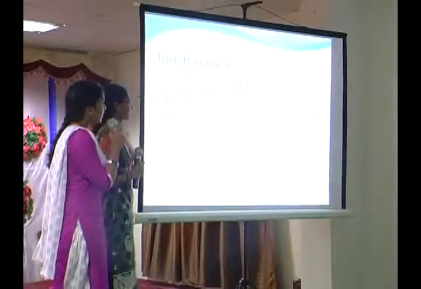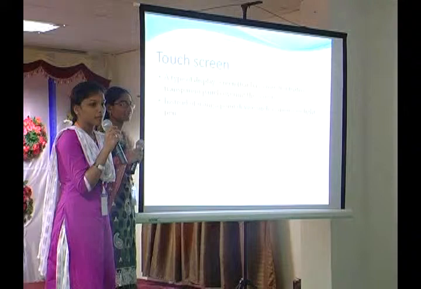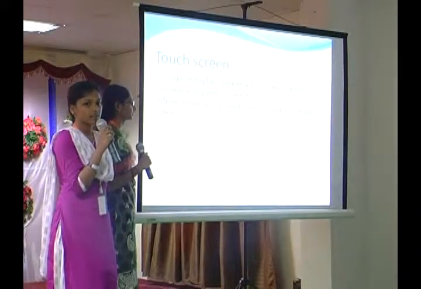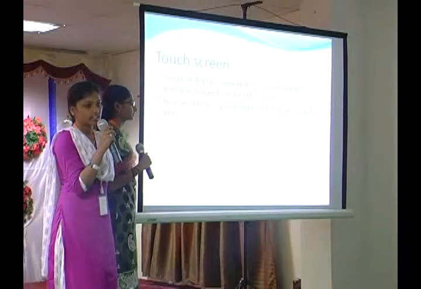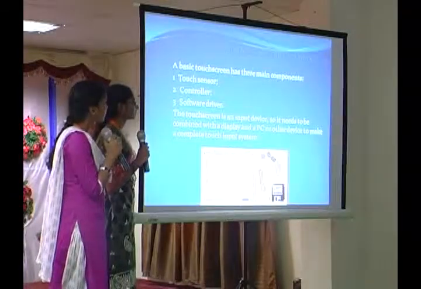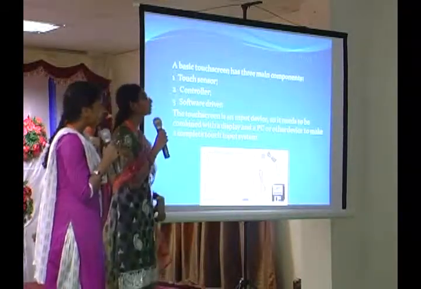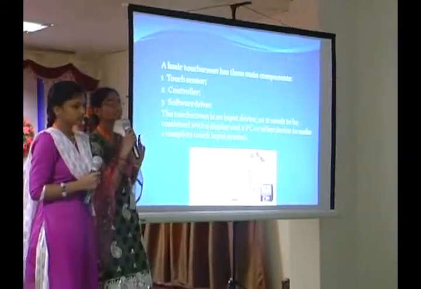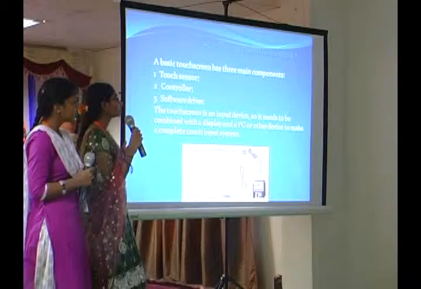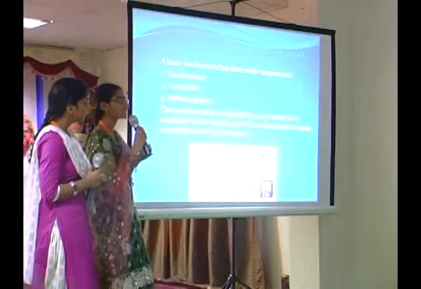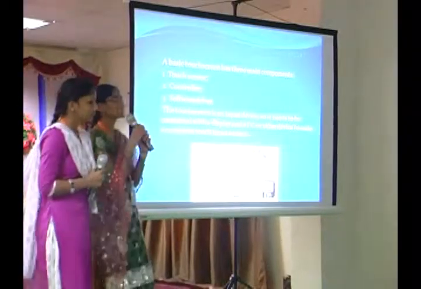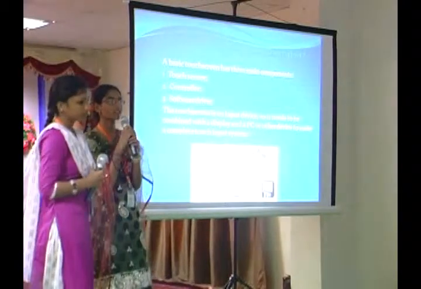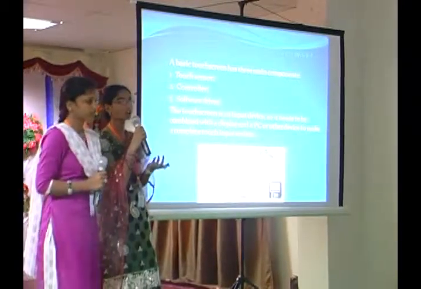Next. Touchscreen is nothing but a type of display screen, and instead of using pointing devices such as a mouse and a light pen, we are using touchscreen. Now let's see the working principle of touchscreen sensor. Touchscreen works based on three main components. The first component is the touch sensor, another is the controller, and the third is the software driver. Touchscreen acts as an input device, so it definitely needs another device in order to display the output.